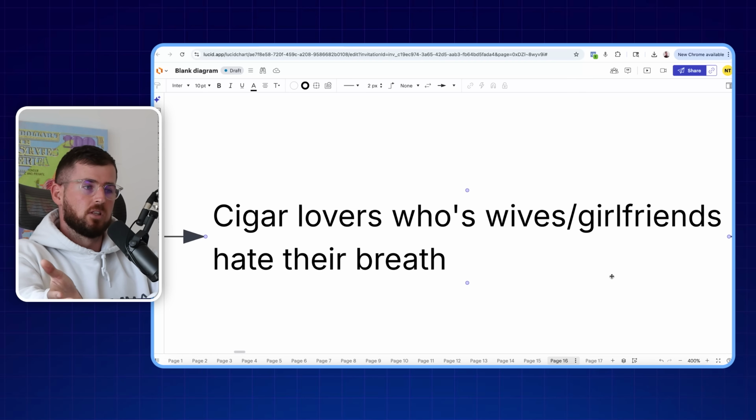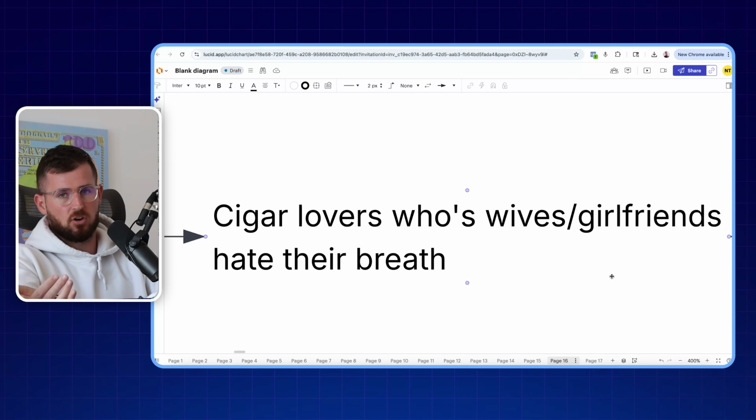And this is actually from literally personal experience. Not that my girlfriend hates my breath after a cigar, but I always make sure I freshen my breath before kissing her after a cigar. I was literally smoking a cigar while going through this, and I'm like, well, wait, why don't we go after cigar lovers?